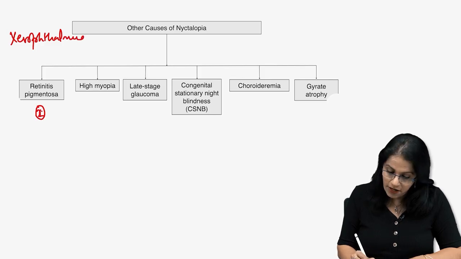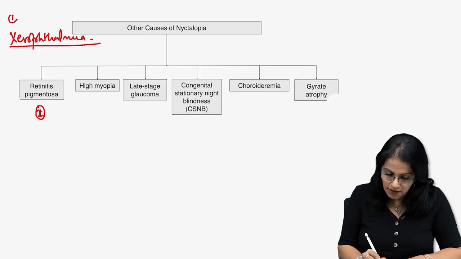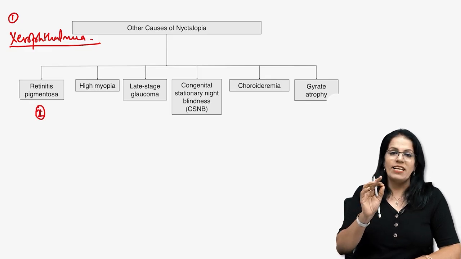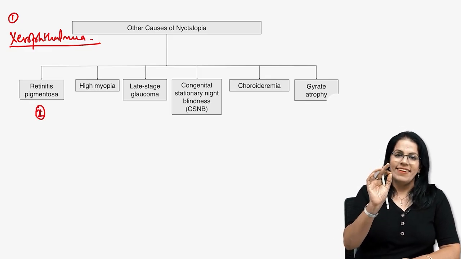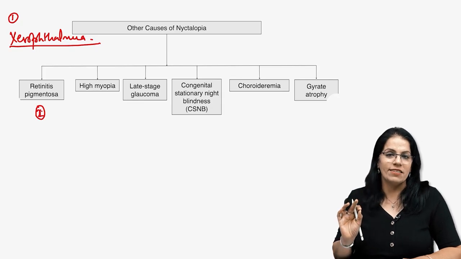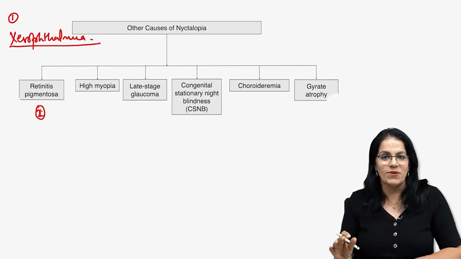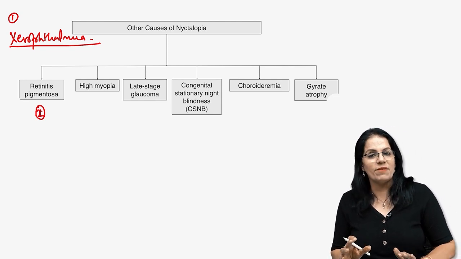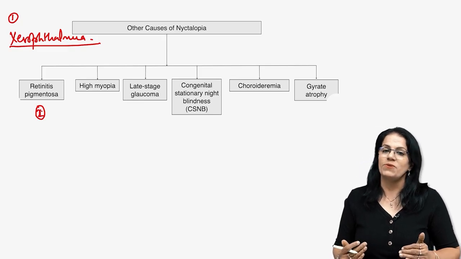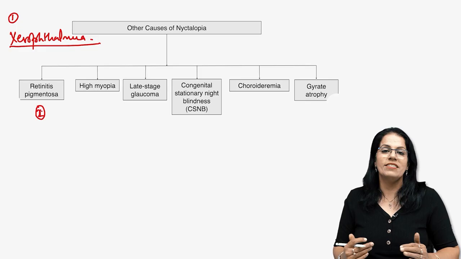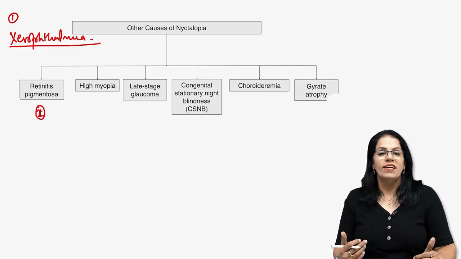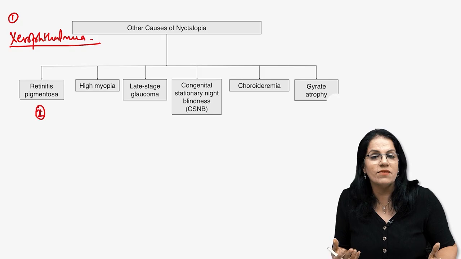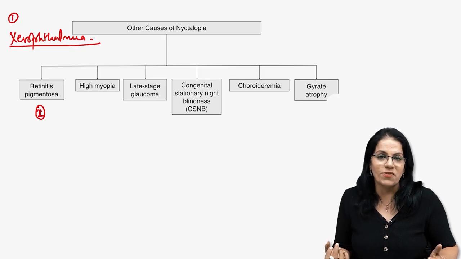For nyctalopia or night blindness, first cause. This sequence is important. I'll tell you till what. First is xerophthalmia, second retinitis pigmentosa. After that, you say whatever you want to say. So, retinitis pigmentosa, we will learn in detail in retina chapter. It's a dystrophy of rods and cones. Okay. You remember what is a dystrophy? I taught you in the cornea also. Any idiopathic spontaneous change with no inflammatory component is dystrophy.